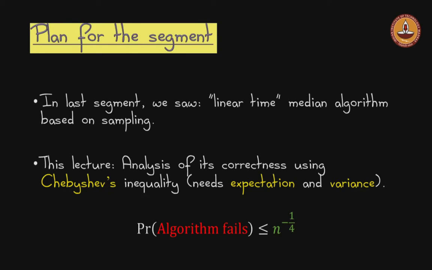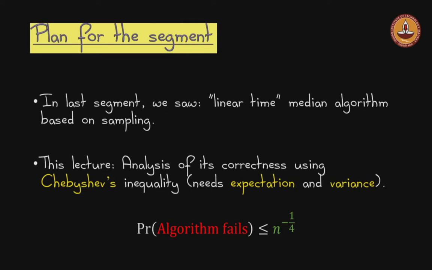We are going to focus on the analysis of the correctness of this median algorithm, and we will be using Chebyshev's inequality. In particular, we are going to prove the following claim, that the algorithm fails with probability at most n to the minus 1/4. Okay. So, we already alluded to this claim. We are going to see how this is proved.